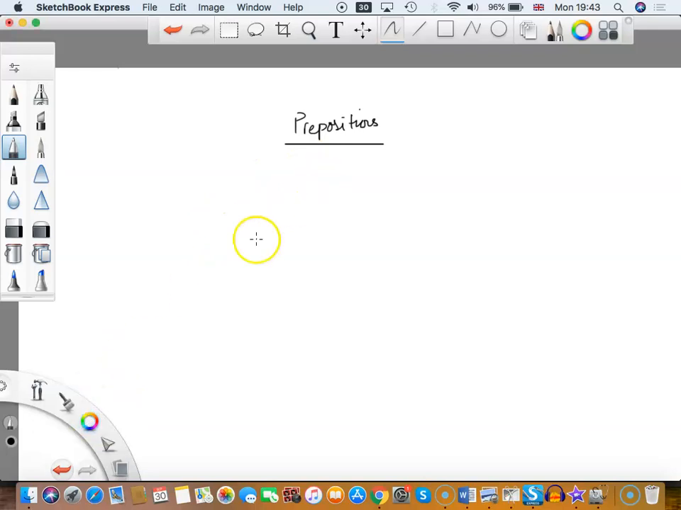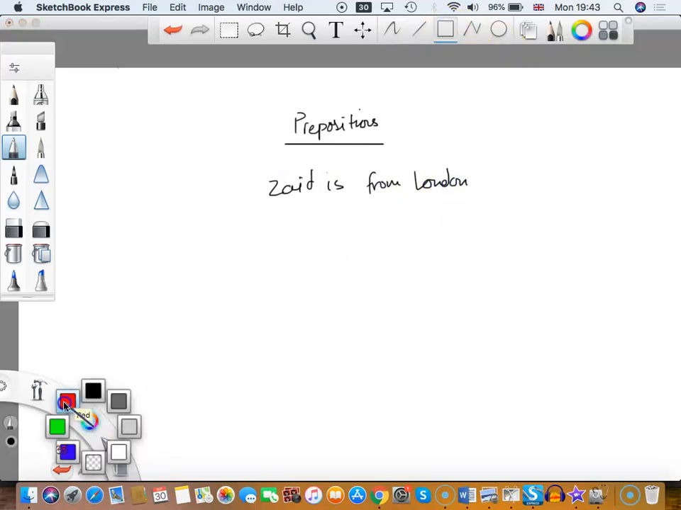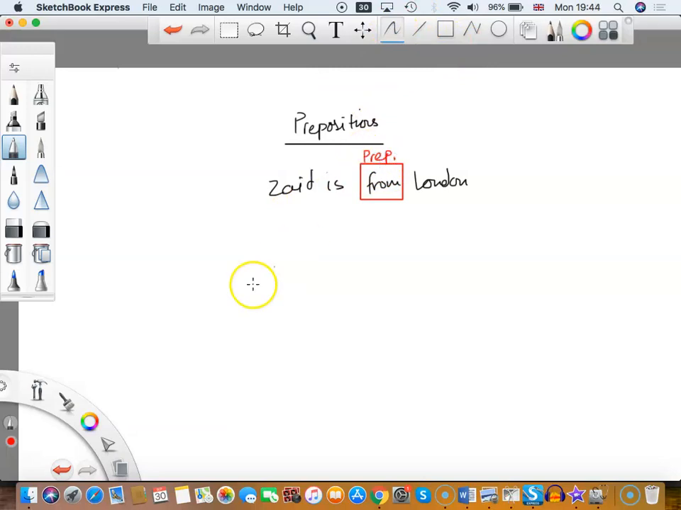All right, so prepositions, right? These are in Arabic like this. So if I write this in English, for example, Zaid is from London. Right? So Zaid is from London. So in Arabic, the word from would be counted as a preposition. Okay, this would be called a prep. Zaid is from London.